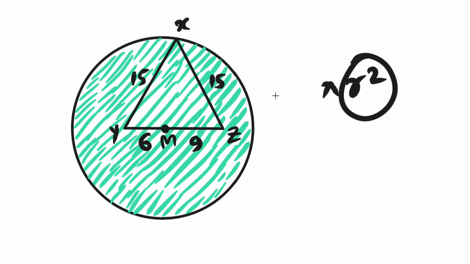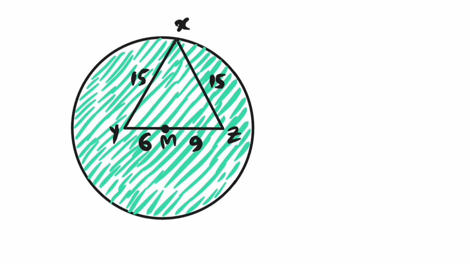Since M is the center of the circle and X lies on the circle, the segment XM is a radius of the circle. Let's call that radius R. Therefore, what we really want to determine is R squared.